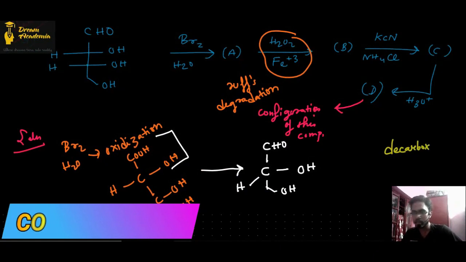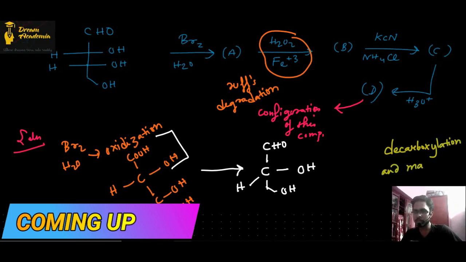Decarboxylation occurs. Decarboxylation occurs and makes aldehyde. Important, Ruff's degradation. Okay, note this.